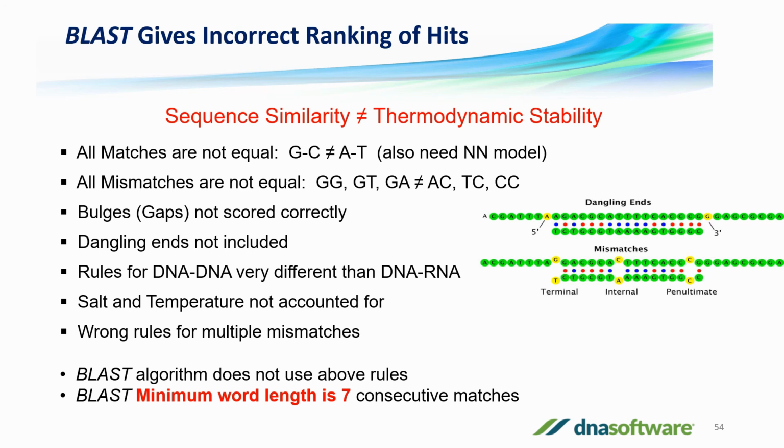It also doesn't include dangling ends. BLAST doesn't include the position dependence of mismatches, so mismatches at the end of a helix do not contribute the same as mismatches in the middle of a helix. It also doesn't account for temperature and salt effects. And importantly, it doesn't account for whether it's extensible or not.